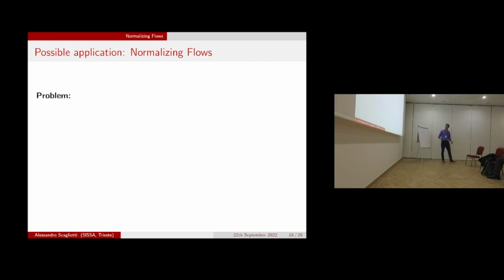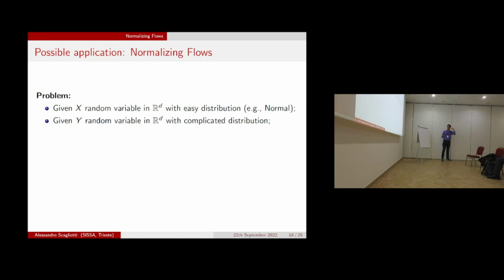Okay, possible application, normalizing flows. What are normalizing flows? Essentially, we can imagine being given a random variable x with an easy distribution, a random variable in R^d. Easy distribution, what does it mean in our framework? It means that it is cheap to sample from x. On the other hand, we are also given a random variable y with a complicated distribution, and by complicated I mean that it's expensive to sample from y. Or maybe we do not know the distribution of y, if you prefer.